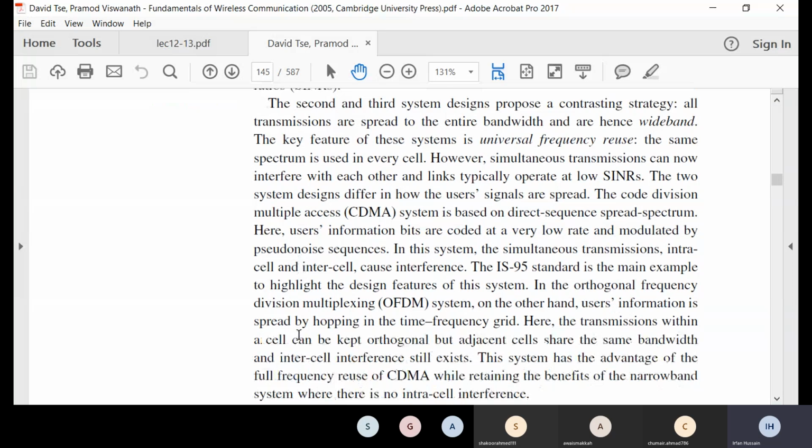There will be interferences. So famous is IS-95. While in OFDM, we saw that we were operating in a time frequency grid. If you remember in chapter 3, we saw in the last lecture that one user is given this frequency at this time. In the next time frame, that user will be given a different set of frequencies. So it will be hopping in a time frequency grid.